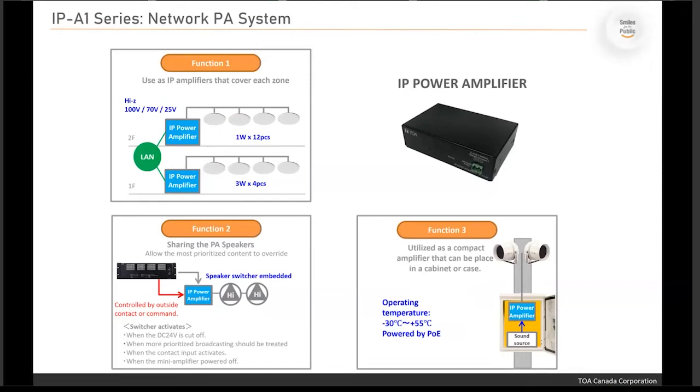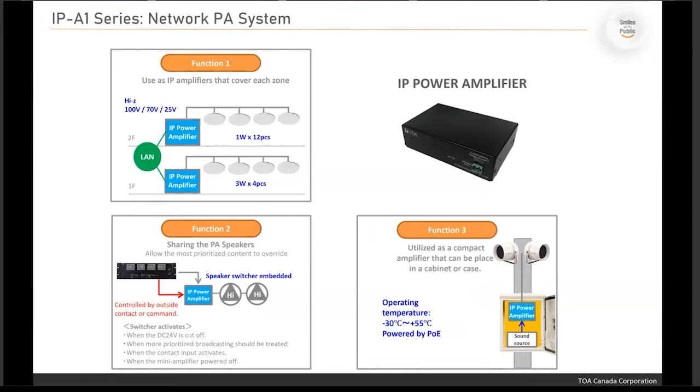So there is a speaker switcher inside the power amplifier and the speaker input on the amplifier. We send a speaker output from the main amplifier to the IP power amplifier, then another speaker output from the IP power amplifier to the speakers. And there is a switcher embedded inside the IP power amplifier, and this switcher will actually activate in 4 cases.